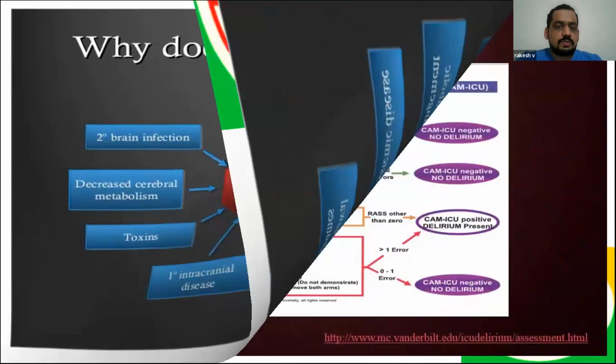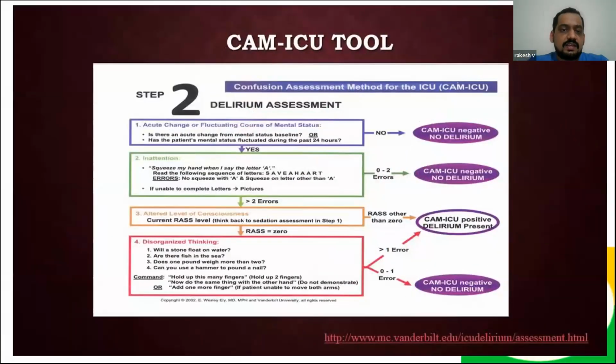So are there any measures to measure delirium inside the ICU? We have a tool called the CAM-ICU tool, which measures delirium in the ICU. With a simple four-step maneuver, you can identify whether the patient is in acute delirium or not. The first step is assessing his neurological changes over the last 24 hours. If there is an acute change of mental status, if yes, you should go for the second step. If no, there is no delirium. The second step is inattention.